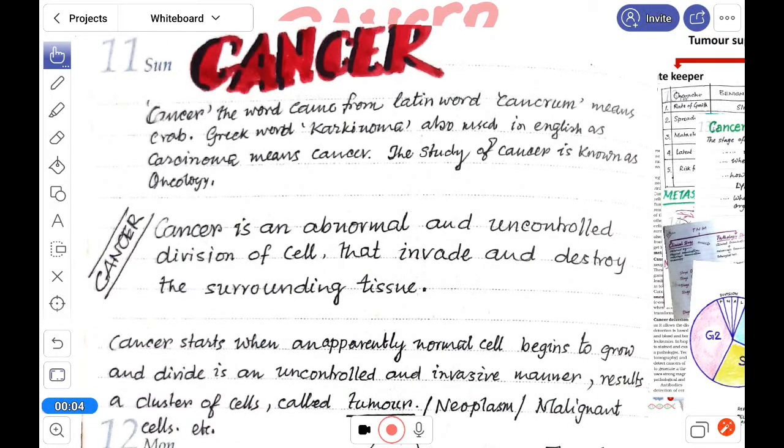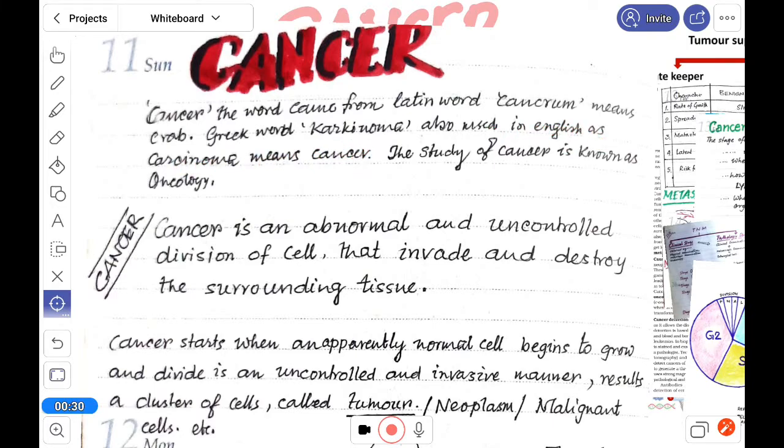Welcome to Bio class. Today we will discuss cancer. The word cancer came from the Latin word cancrum, which means crab. The Greek word carcinoma, also used in English as carcinoma, means cancer.